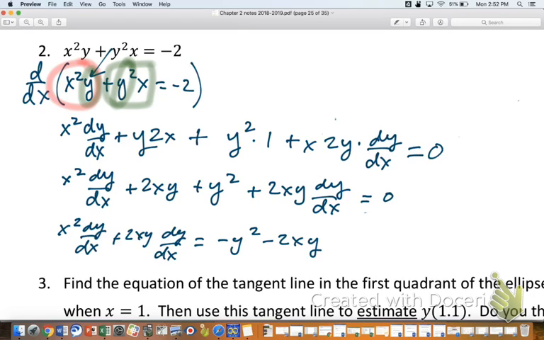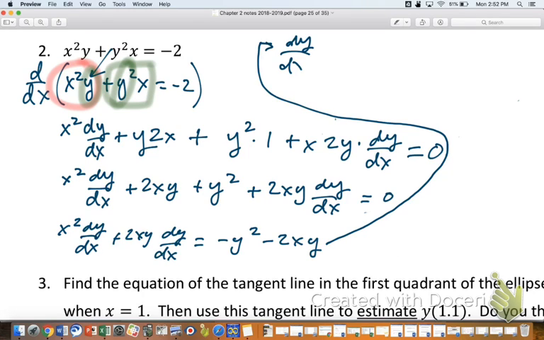So now the last step is we got to figure out how to get that dy/dx isolated. And there's obviously 2 of them. You see them hanging out there. How can I get those isolated? Factor, I heard, yes. So what I'm going to do is factor that out. So when I factor out a dy/dx, that'll give me dy/dx times the quantity x squared plus 2xy equals negative y squared minus 2xy. That hasn't changed.